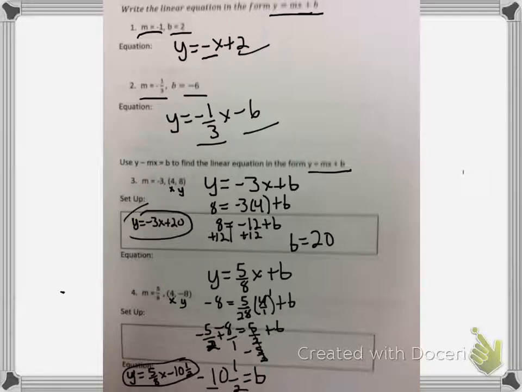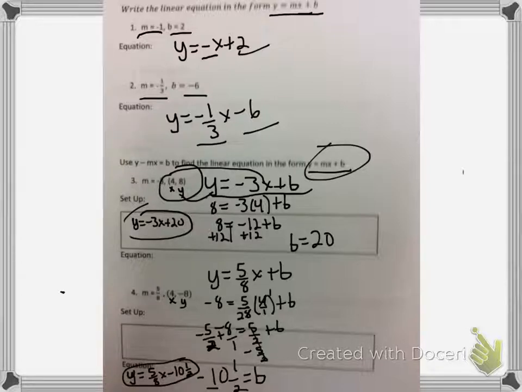Alright, the next one, you're given your slope and a point. So right here we take our y equals mx plus b and we plug in negative 3 for m. And we got y equals negative 3x plus b. Now we also know we have x and y, 4 and 8. And so we're going to plug those in for x and y. So we got 8 equals negative 3 times 4 plus b. Negative 3 times 4 is negative 12. And we got 8 equals negative 12 plus b.